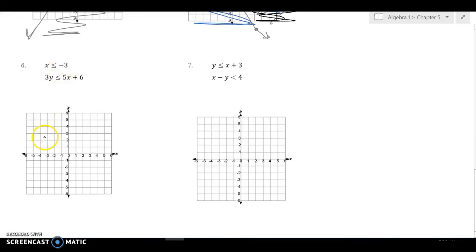Okay, so you should have gone where x was negative 3 and recognized that it was a vertical line, because when there's only one variable, it's a vertical line. And this time it's less than, so it goes to the left.